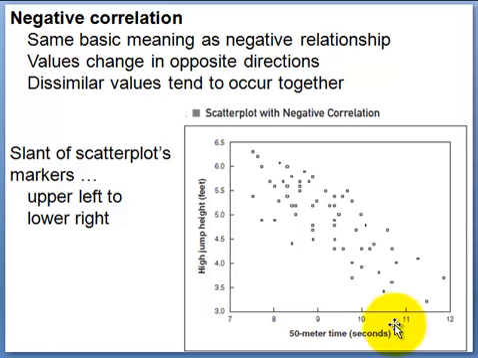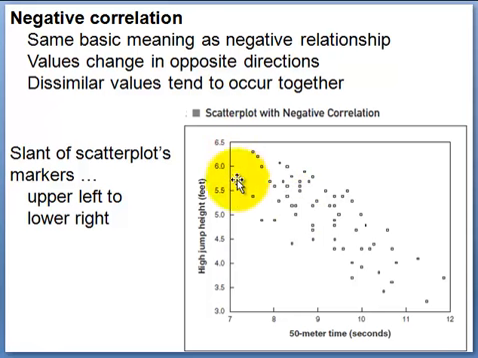So as 50 meter time goes up, high jump height comes down. So the values are changing in opposite directions. You can talk about this in different ways, and I don't want to take up too much time doing it, but you could say as 50 meter time goes down, high jump height goes up.